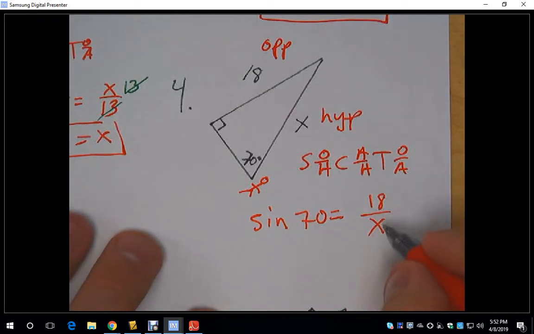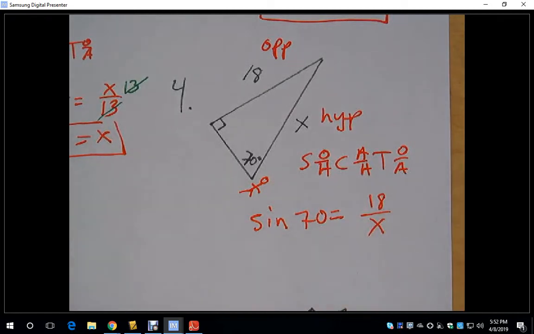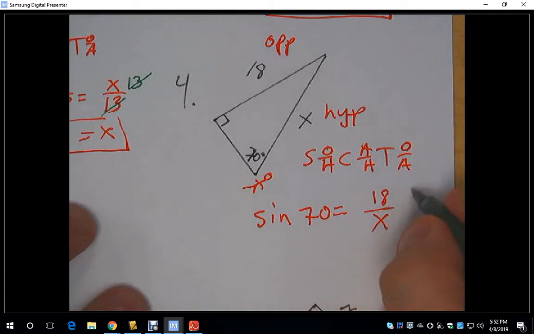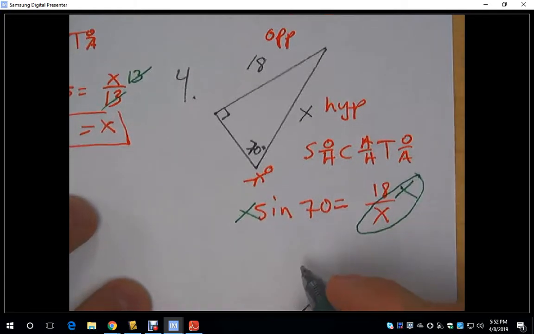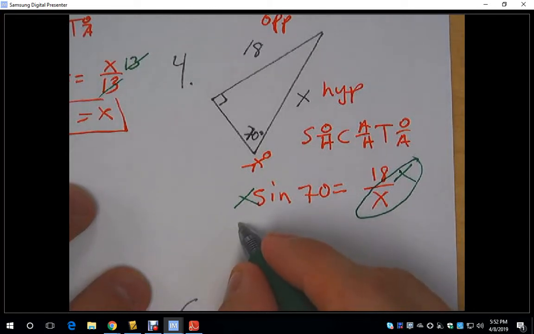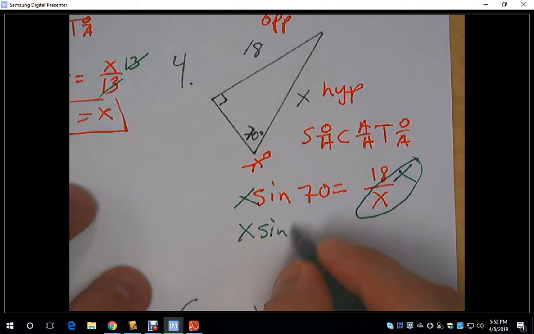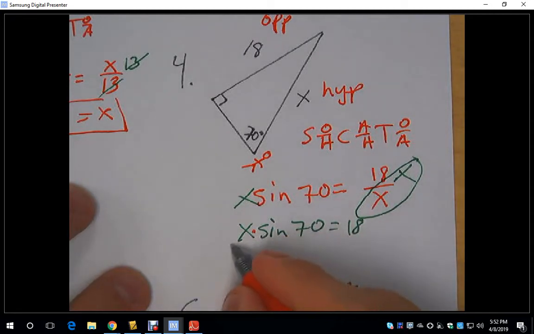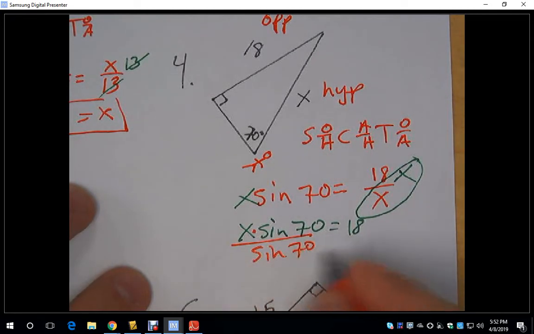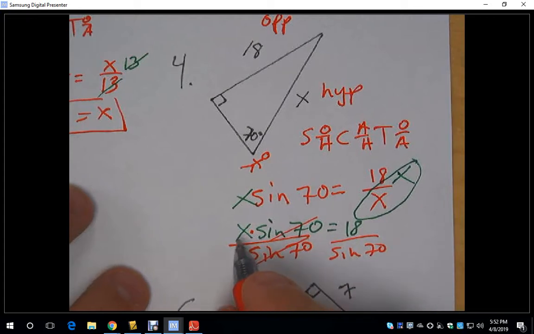Now I need to solve for a variable that's in the denominator, so I'm going to multiply by x to both sides, because x divided by x is just 1. And so that leaves me with x times sine of 70 equals 18. And because this is multiplication here, I'm going to divide by sine of 70 to both sides. Because sine of 70 divided by sine of 70 is 1, x is now by itself.